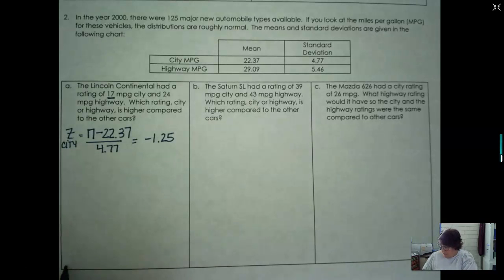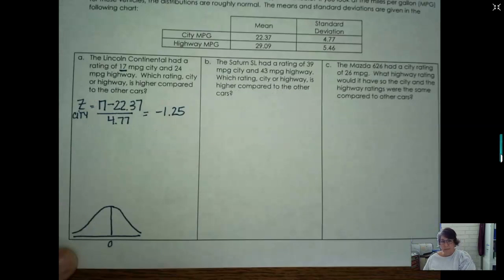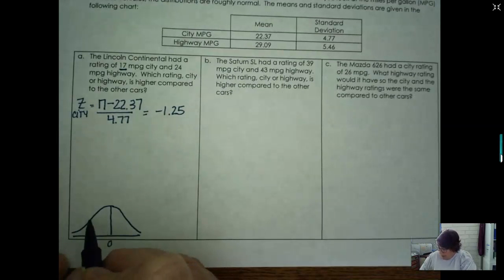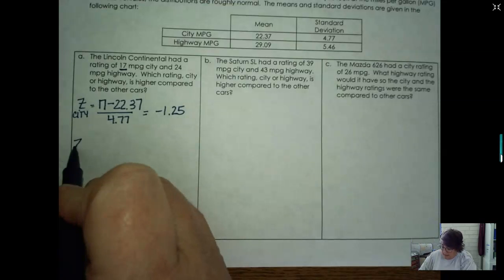I'm going to do a little drawing down here of our normal curve, and we're at 0 because we standardized. Negative 1.25 is over here somewhere, so I'm just going to write negative 1.25. Now I have where city is. Let's see about the highway.